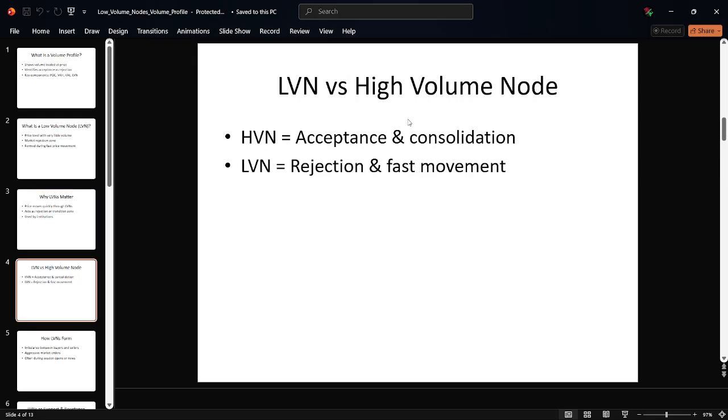So, low volume nodes versus high volume nodes. High volume nodes are acceptance and consolidation. High volume nodes are when there's a lot, and I mean a lot, of price movement, a lot of auctions happening. Low volume nodes are a rejection of fast movement. The reason that this acts as a rejection is because it lacks buy and sell orders, so it's scary for either side to trade into it.